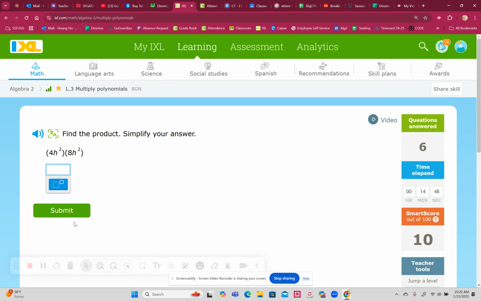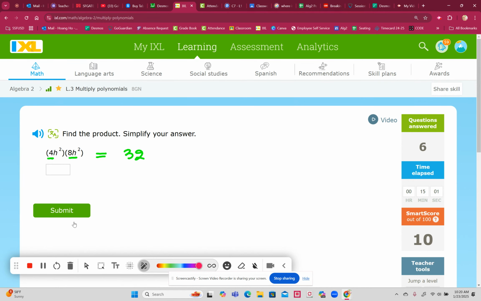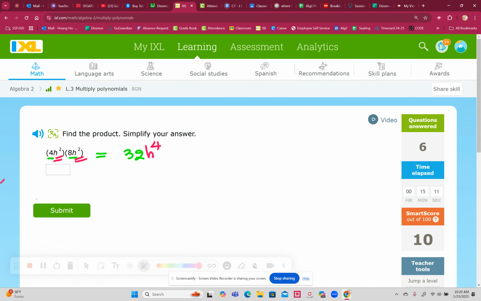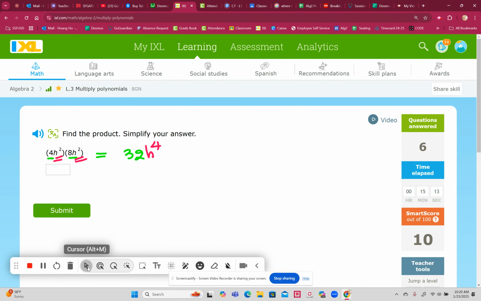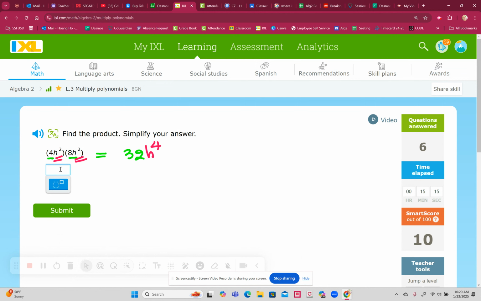So next one, very similar. I do the same thing. I would multiply number with number. 4 times 8 is 32. And now letter with letter. A squared with a squared, so that will be a to the 4th. So the final answer is 32a to the 4th.